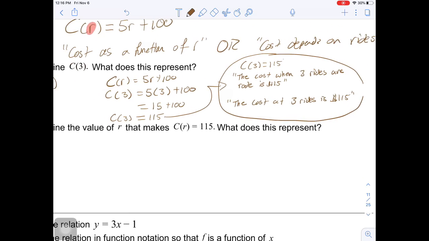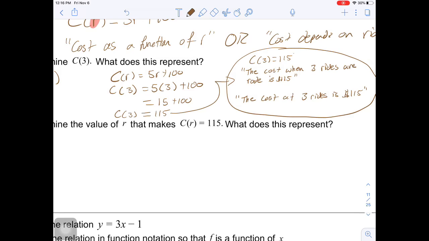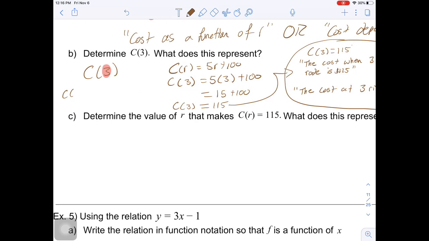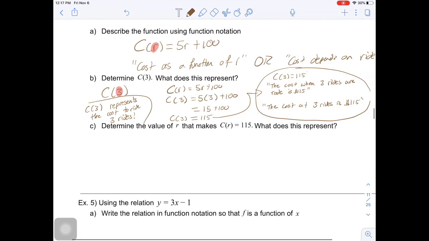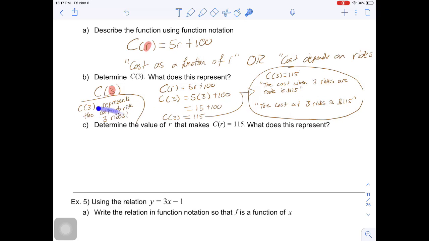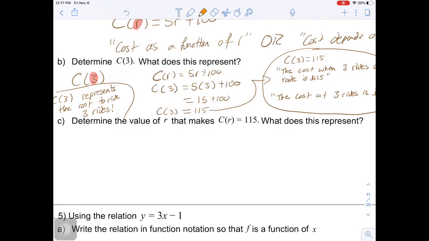Okay, so what does it represent? It represents the amount of money it costs to ride 3 rides. C at 3 represents the amount of money, or let's just say the cost, to ride 3 rides. So lots of different ways to think about this, but it all represents the same thing. All of these sentences are saying the exact same thing. When you ride 3 rides, it costs $115. That is summed up in this single little notation.